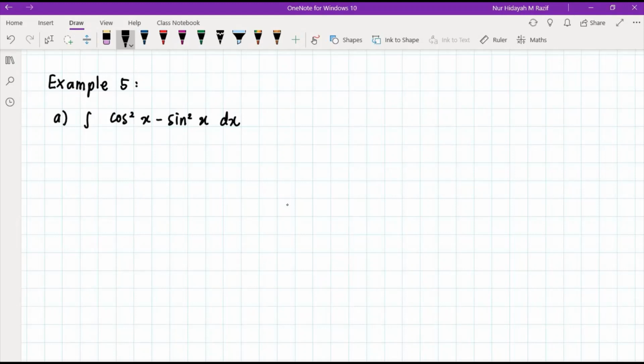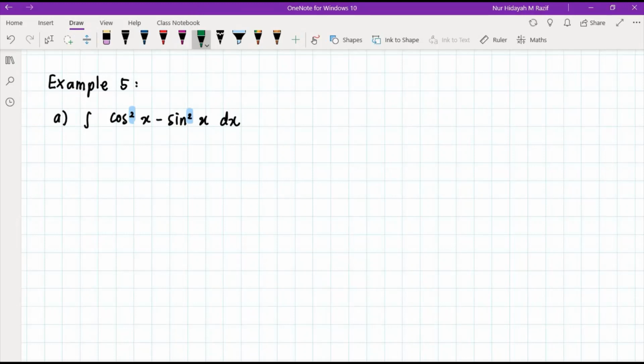minus sine square x dx. If you realize, we have cos square x and sine square x here. I know that previously we have learned and we have seen how to integrate cos square x, how to integrate sine square x. But do we need to use the exact same formula as example 3? No, we are not going to use that formula.